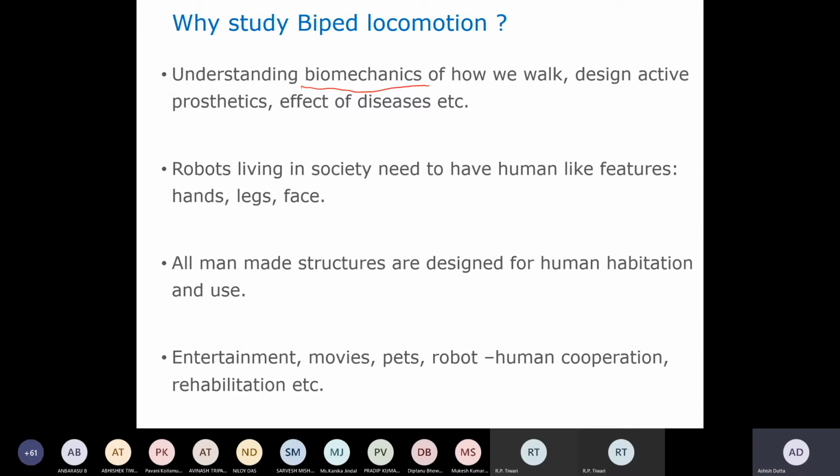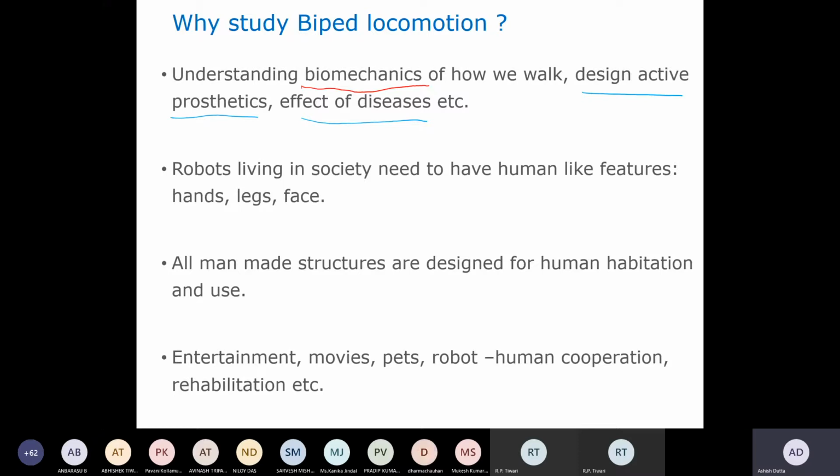Now this walking can be four-legged, it can be two-legged. But it gives us more advantages in the sense we can design prosthetic devices. For example, you can design artificial feet, knee joints, ankle joints, legs. Then you can also understand the effect of diseases. For example, when you're walking, you have something called a gait. When you have a disease like arthritis, what happens to your gait? Simply by looking at your gait, can you tell if a person has arthritis? You can actually do that. So understanding the biomechanics of walking has a lot of advantages.